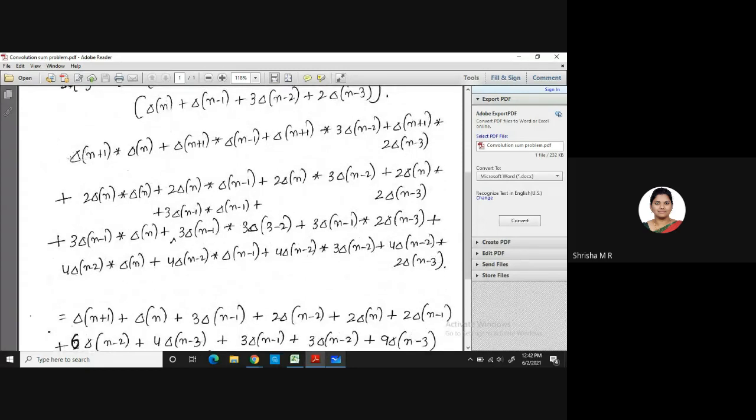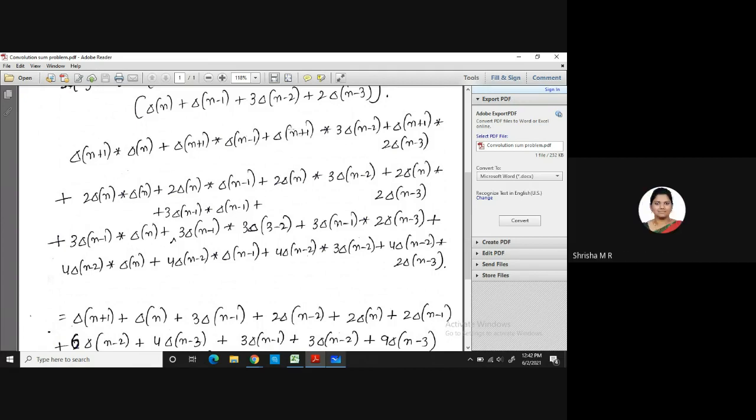So delta of n plus 1 convolved with delta n would be delta of n plus 1 only. Okay. Delta of n plus 1 convolved with delta n minus 1 would be delta of n plus 1 minus 1. Plus 1 minus 1 will get cancelled. You'll have delta n only. Are you guys following? Yes, ma'am.